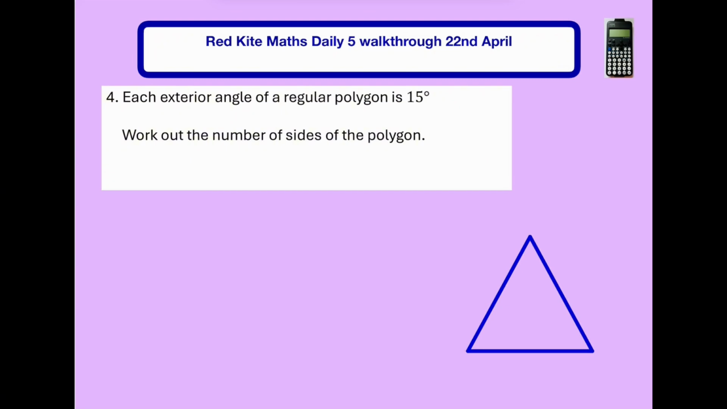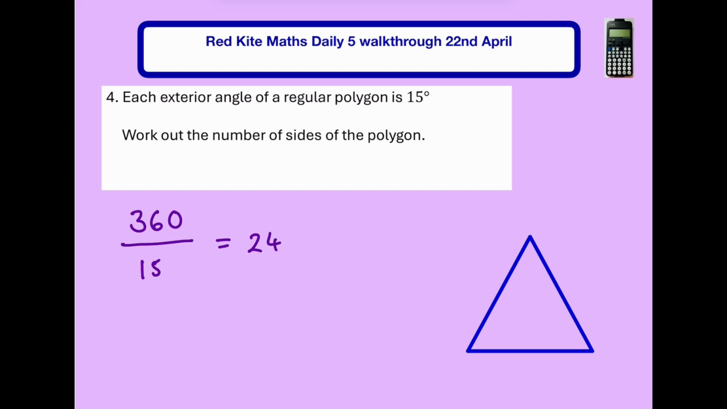Each exterior angle of a regular polygon is 15 degrees. Work out the number of sides of the polygon. Okay, there's a rule to follow. We do the total of the exterior angles, which is 360 degrees, divided by the number of degrees. And that comes out as 24. We'd have a 24-sided polygon.